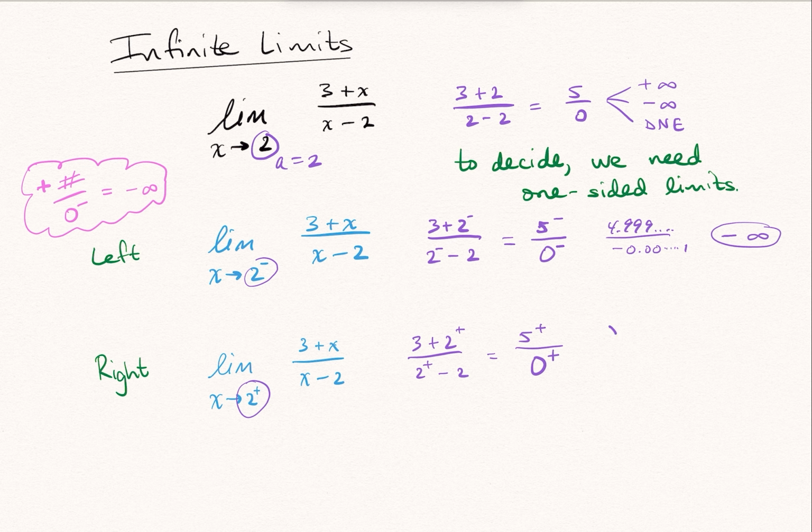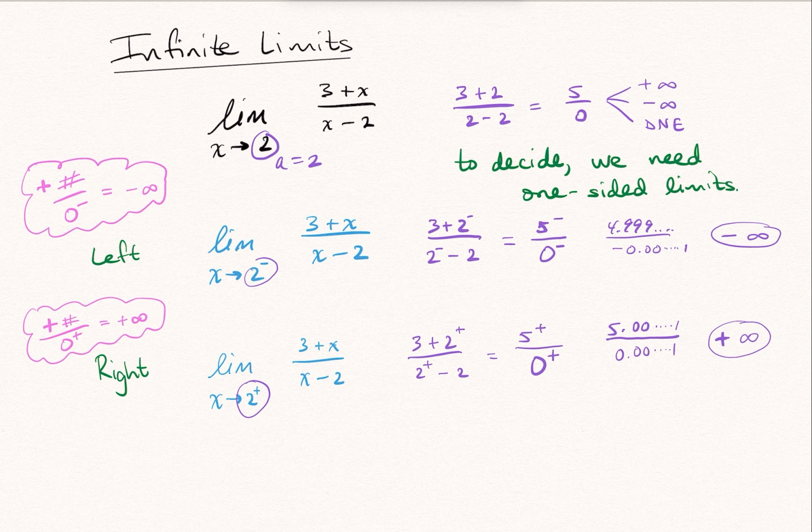And here, we're sort of thinking of this as 5.001 divided by 0.0, a bunch of zeros and a 1. And when you do that, you're going to get a positive divided by a positive, which is positive, and you're going to get positive infinity as your result. So I often tell students to think of this as positive number divided by 0 plus is equal to plus infinity.